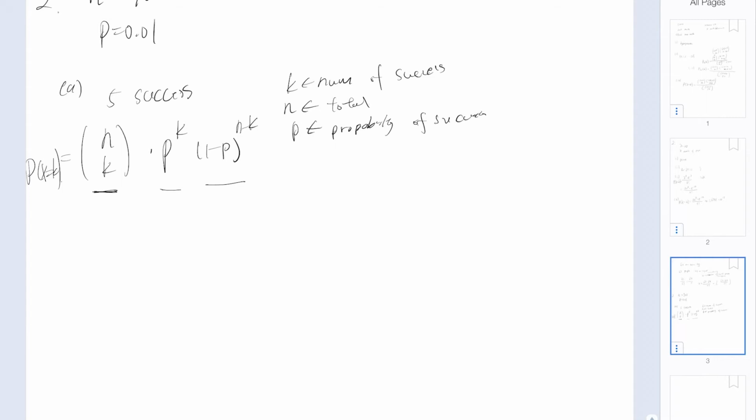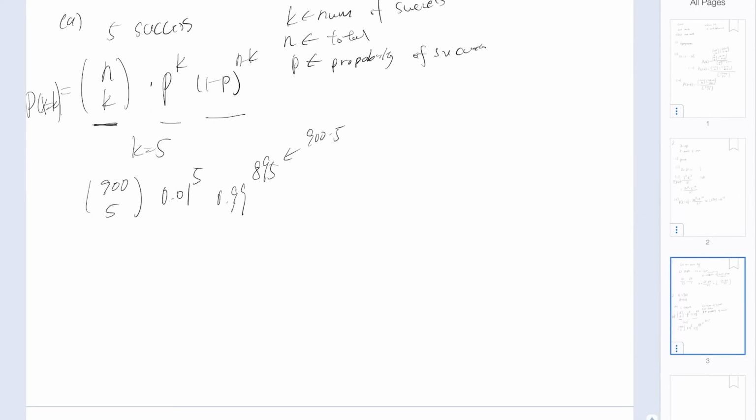For this question, we want k equal to 5 successes. So the answer would be 900 choose 5, because 900 is our n, times p, which is 0.01, to the fifth, because the number of successes is five. And the probability of failing is just 1 minus 0.01, which is 0.99, to the 895, which comes from 900 minus 5. If you plug it into a calculator, this is roughly 0.06035.